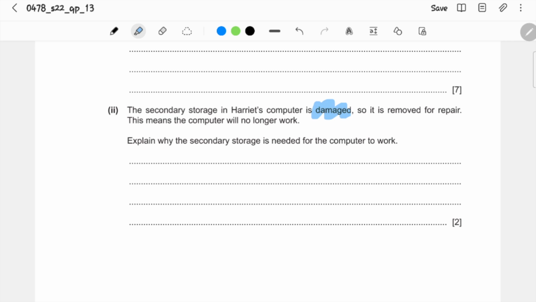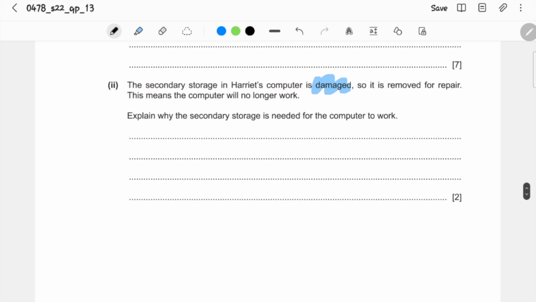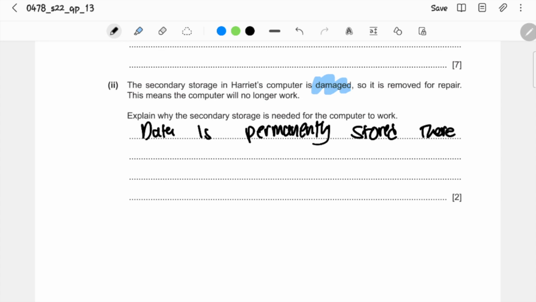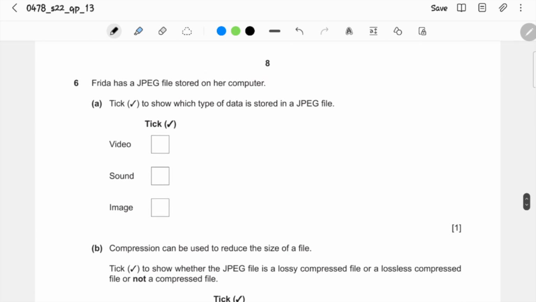The secondary storage is damaged. Okay. So it's removed for repair. This means the computer will no longer work. Explain why the secondary storage is needed for the computer to work. Why do we need it? Because data is stored there. My data is permanently stored there. Hence, software cannot be loaded. So it won't start if we don't have it.